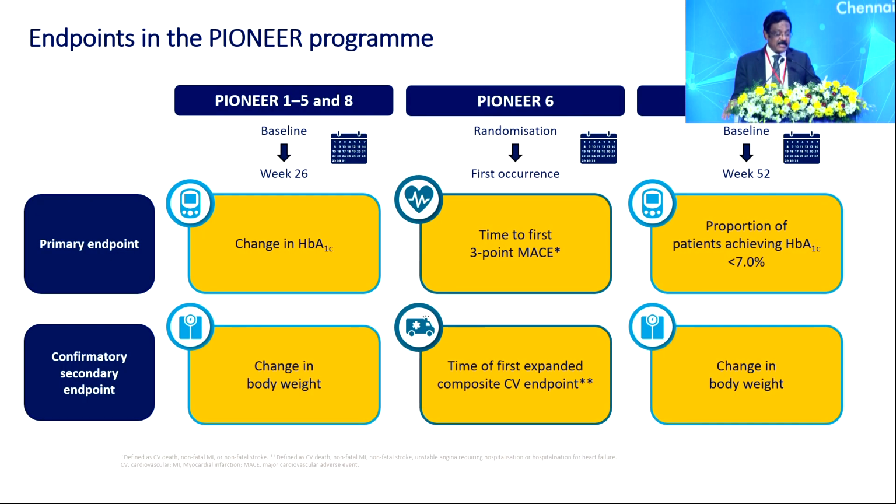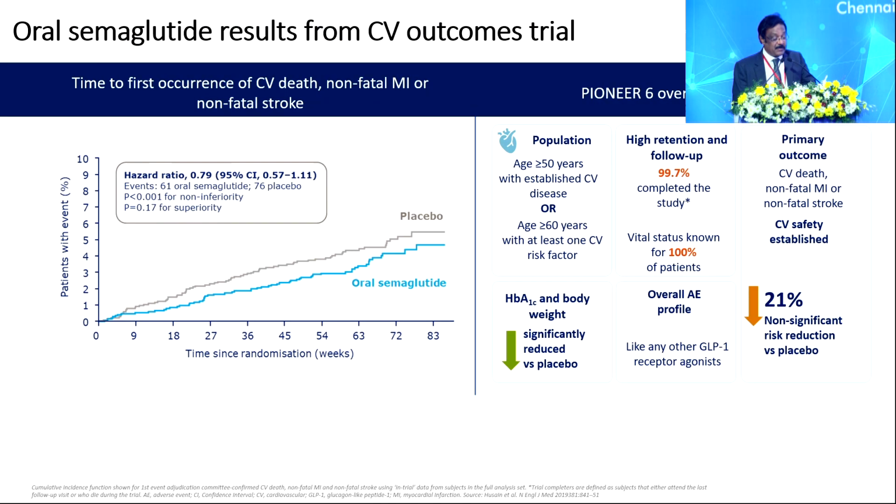And of course, all the endpoints in the PIONEER program of the semaglutide molecule have confirmed the primary endpoints, and the confirmatory secondary endpoints are very much better in PIONEER 1 to 5 and 7 and 8, with respect to the change in HbA1c level and also the change in body weight. Of course, in the PIONEER 6 cardiovascular trial, the MACE events, the primary endpoints, were much prevented, and the time to occurrence of the expected composite endpoints was also better.